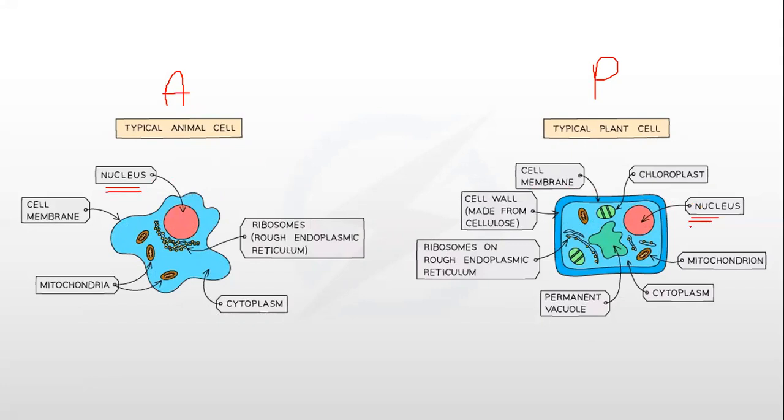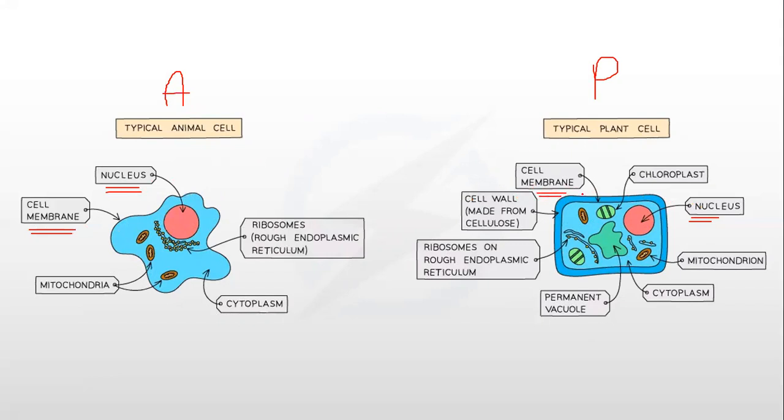Obviously, nucleus is the brain of the cell. The nucleus contains the DNA. The nucleus contains the chromosomes. आपकी पूरी जो genetic information है, that is basically present inside the nucleus. Both of them also have a cell membrane, which is the thin layer.